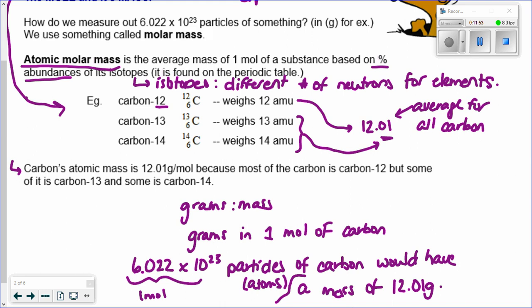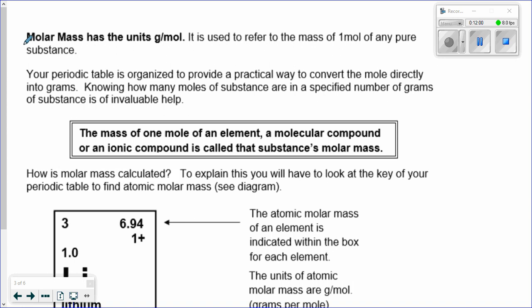So molar mass, again, this is what we had on that last page, that 12.01. Molar mass has the units grams per mole. It's used to refer to the mass of 1 mole of any pure substance. Your periodic table is organized to provide a practical way to convert the mole directly into grams. Knowing how many moles of a substance are in a specified number of grams of a substance is invaluable help.